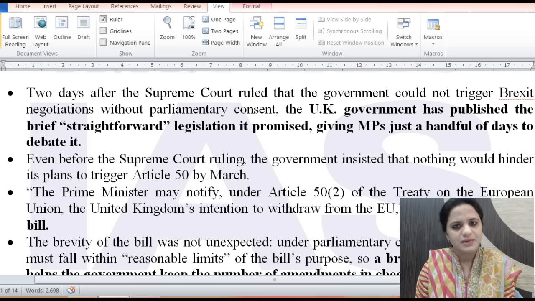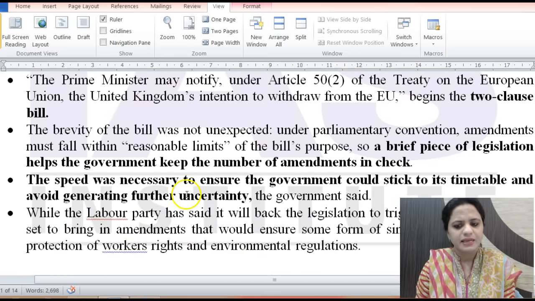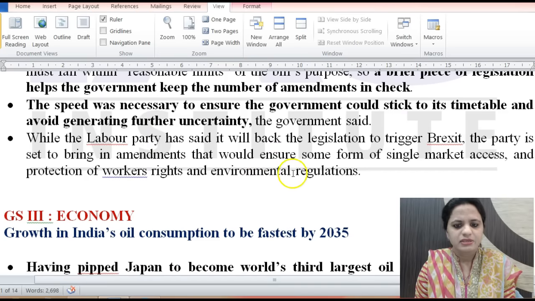That is the House of Commons and House of Lords. So they would pass that bill and make it into an act, and only then Article 50 could be triggered. So even the Labour Party says that we would be bringing in amendments. But now how much scope there would be for amendments is to be watched. They say that there should be some assurance of single market access, protection of workers' rights, and environmental regulations. So all these being in place is required.